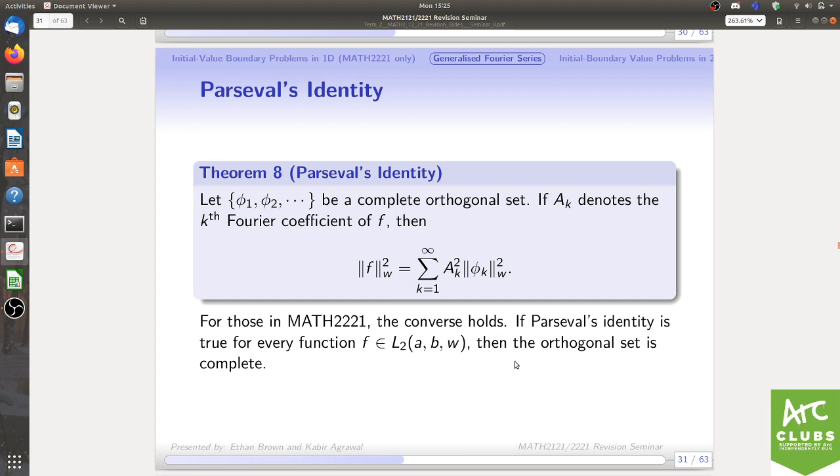Now, due to completeness, the converse also holds, for the MATH2121 students. That arises if we assume that Parseval's identity holds for every single function in L2, which means that the orthogonal set has to be complete.